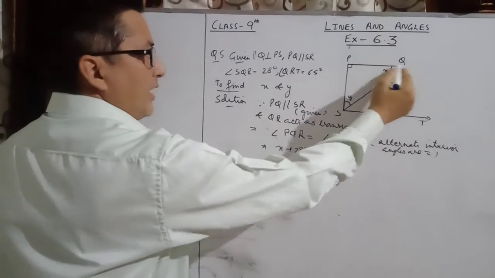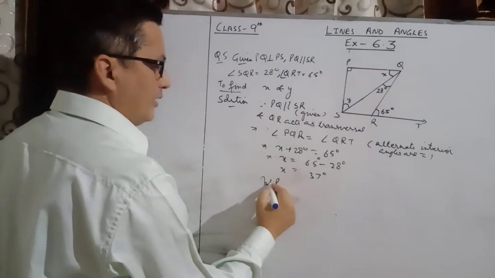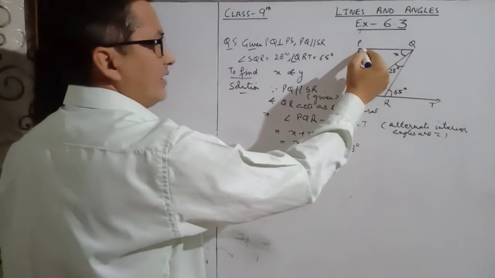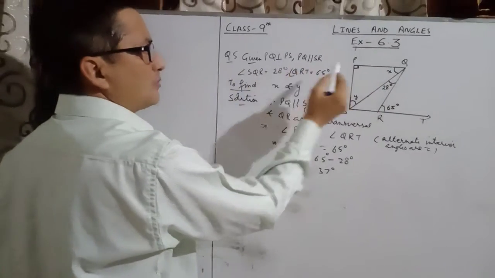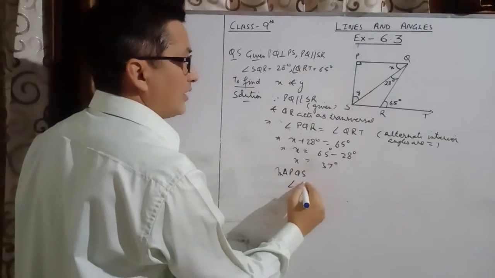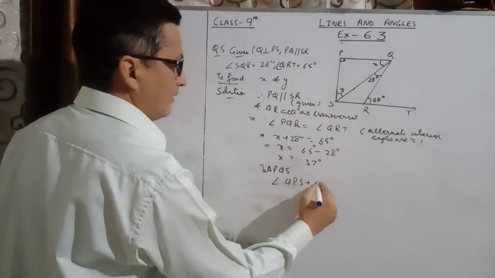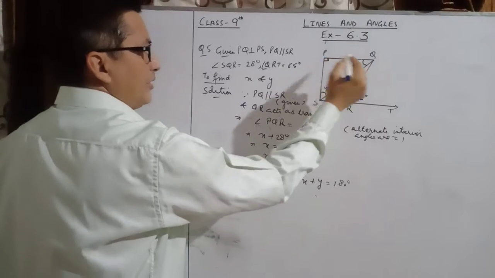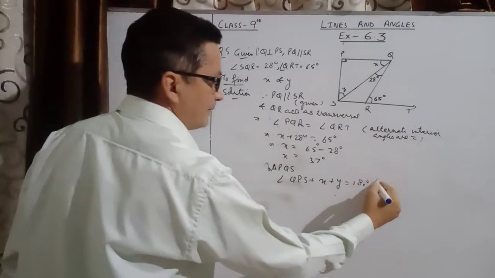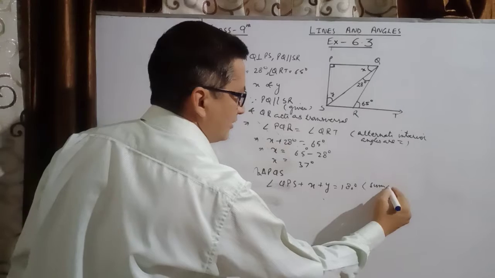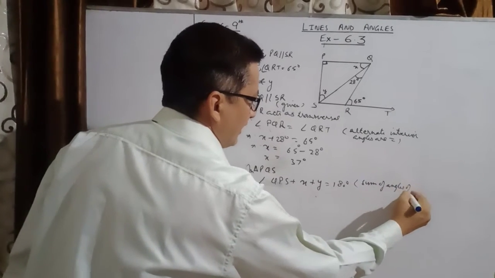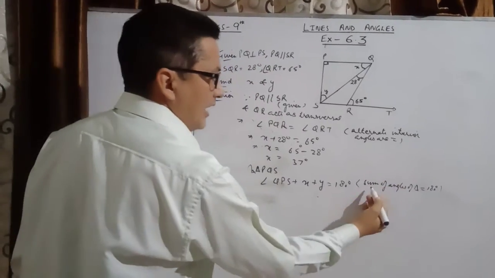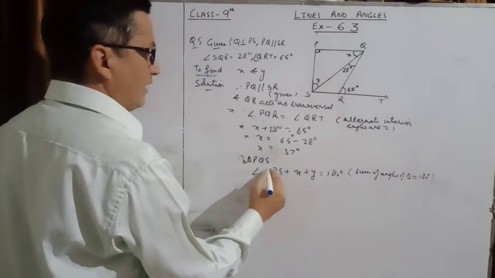Now you can take triangle PQS. In this triangle PQS, it is given that this is 90 because PQ is perpendicular to PS. So angle QPS plus X plus Y in this triangle PQS is 180 degree. Reason, because we know that sum of angles of triangle is 180 degree, or you can also write angle sum property of a triangle.